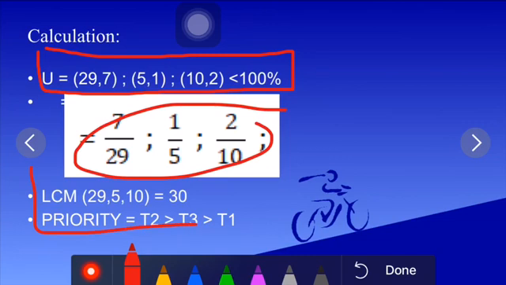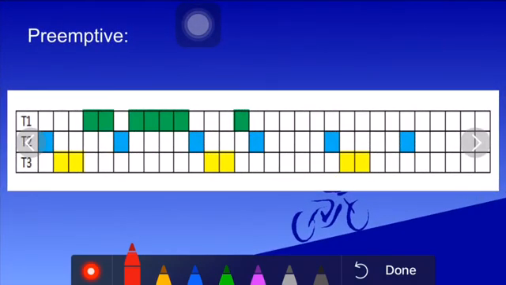This means that the queue of the processes will be arranged according to the value of the capacity. The process with the lowest value will be listed first. In this case, it's T2 first, because its capacity is 1, followed by T3 with a capacity of 2, and then T1 with a capacity of 7. So let's see the RMS preemptive schedule.